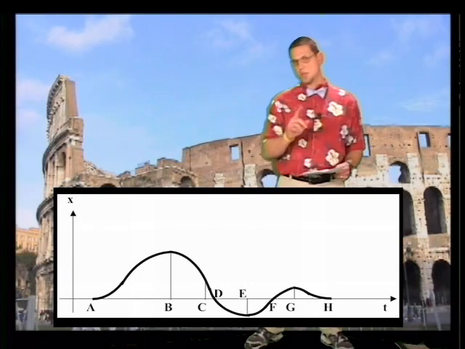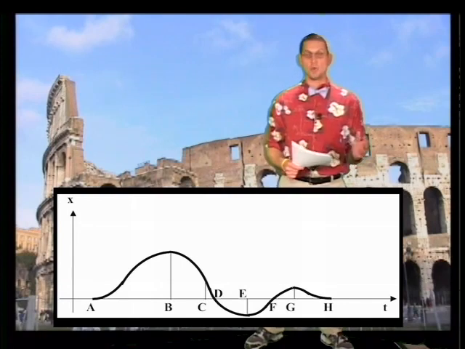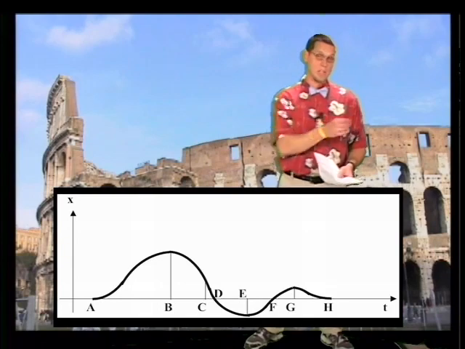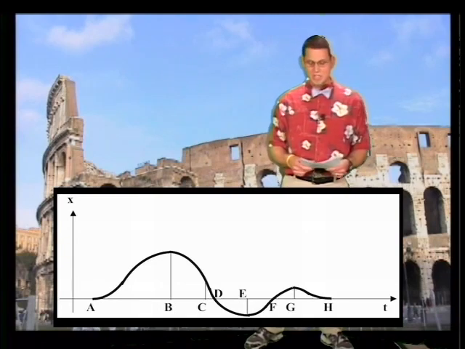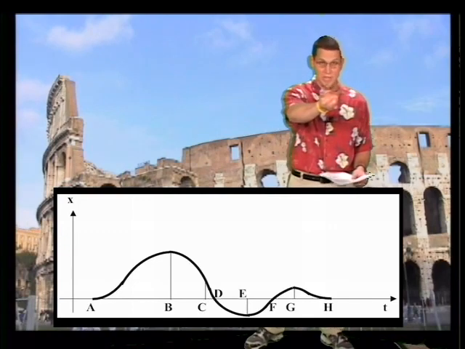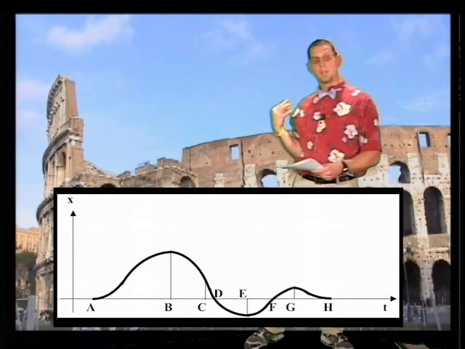Now, here's another question. How many times does the gladiator turn around? We can't be looking at the relative extrema this time like we did for the rider in France. In this case, the gladiator is going to turn around when he goes from a positive velocity to a negative velocity, right?